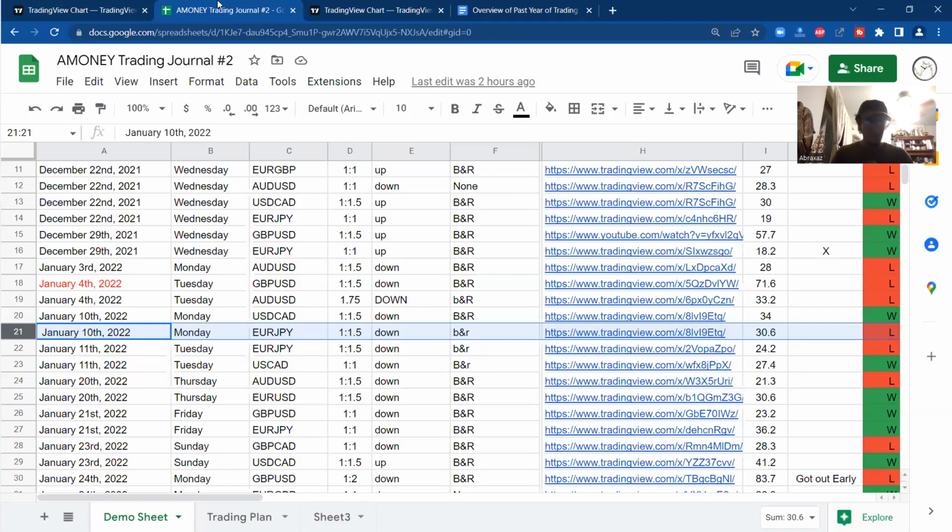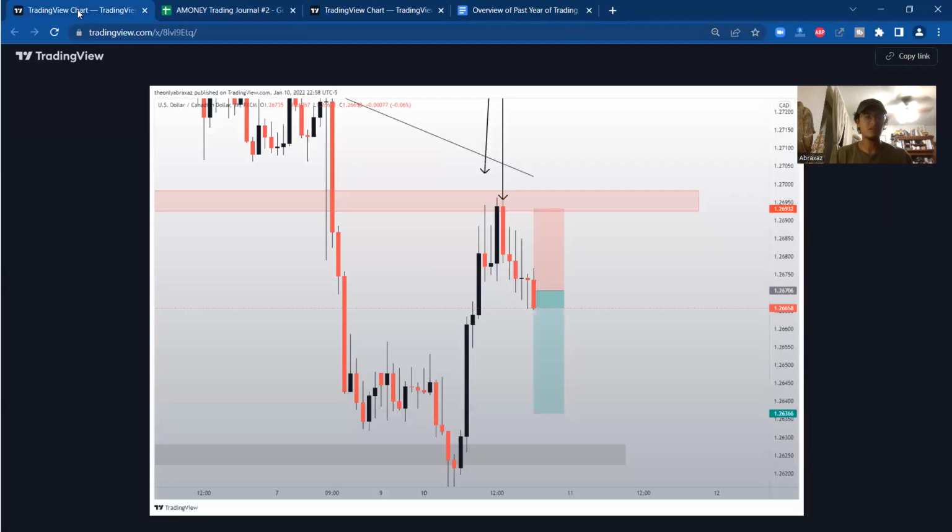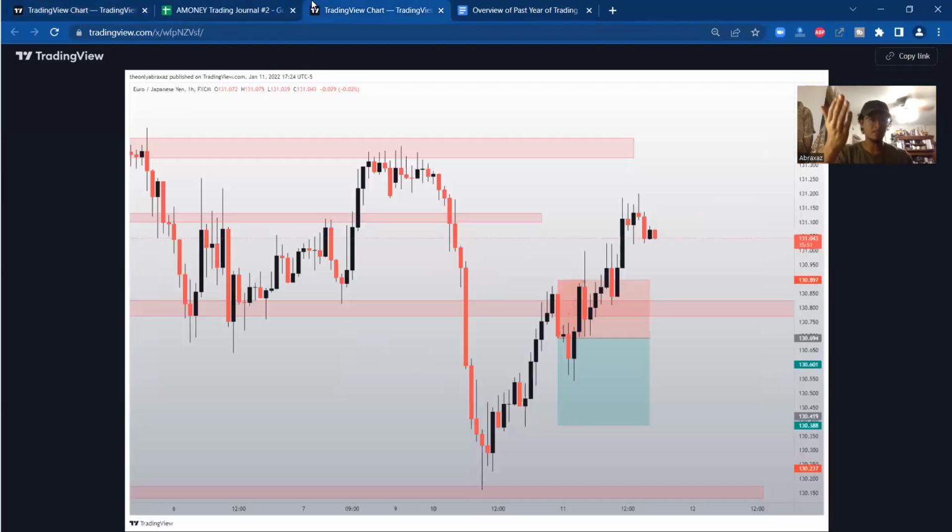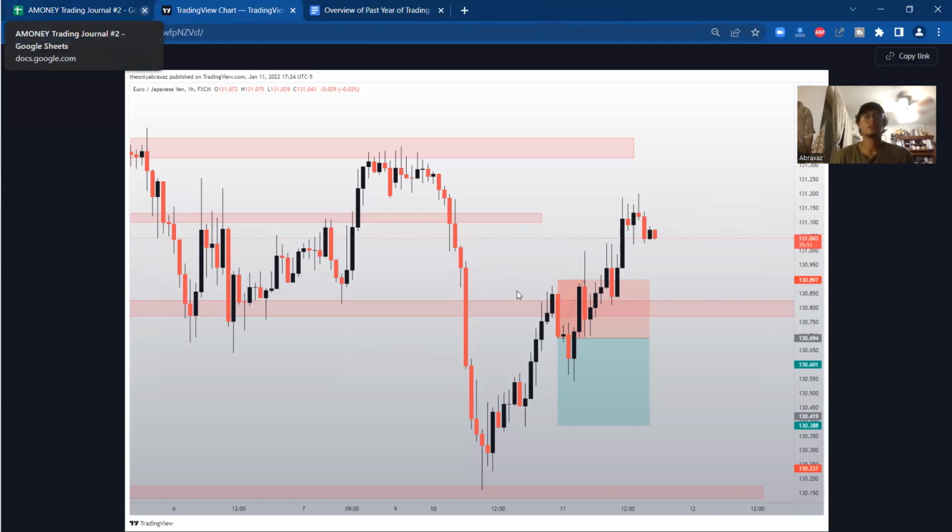This is where I don't count these trades, because look what happens. It's USD CAD on this one, and then boom, Euro JPY. But it's all good, I still count it. So, Jesus, this is just pure insanity.